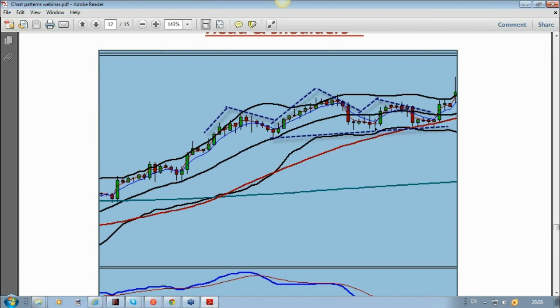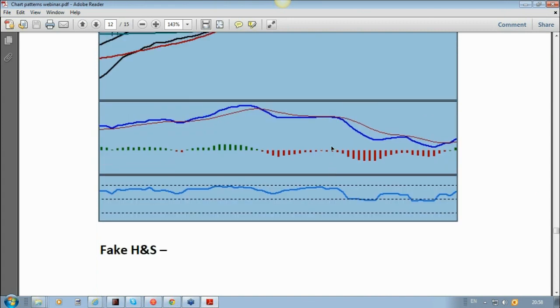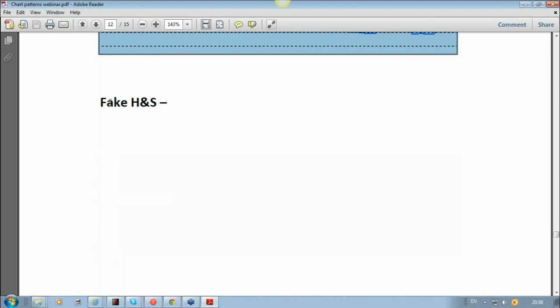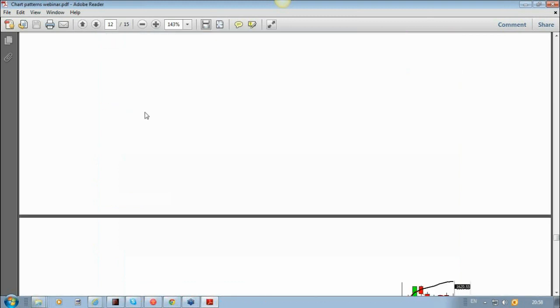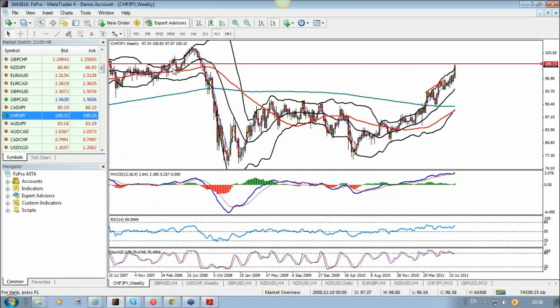Now, this is something you should know, friends. We have to count the head. What do I mean? Okay, you take Fibonacci levels. You add this level, 123.6. Let me just show you how you do it.